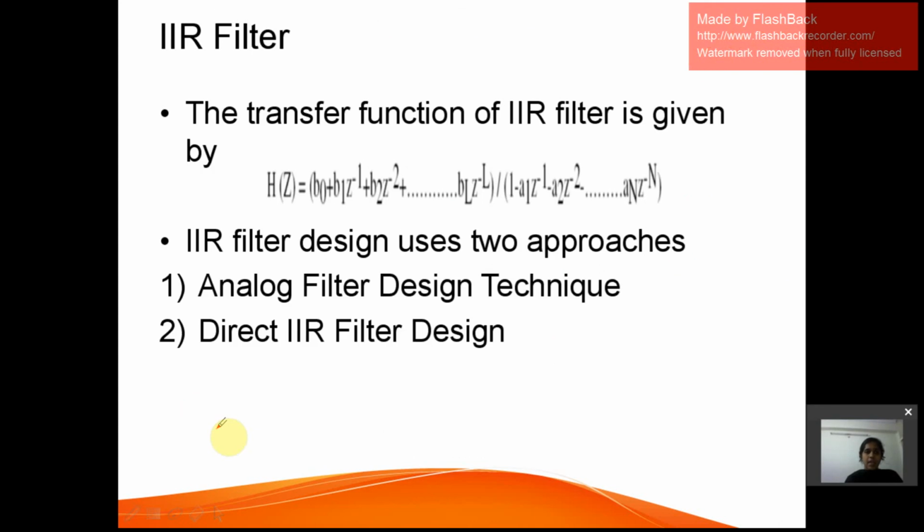Now coming to the IIR filter. What is an IIR filter? The abbreviation is infinite impulse response. There it is finite impulse response. Here it is infinite impulse response. The name itself says that the impulse response will not last for finite time. It will stay for infinite time.